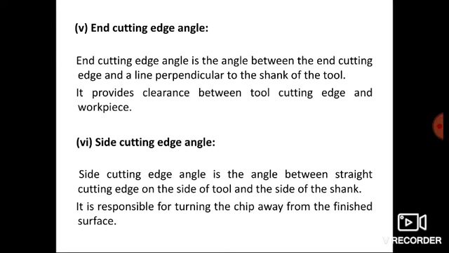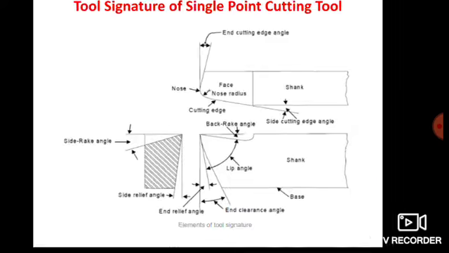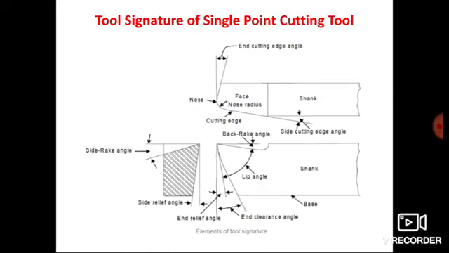So these are the different angles which are associated with the cutting tool. And one more parameter is there, that is the nose of the cutting tool. This point is known as the nose of the cutting tool. It is not sharp, it has some radius. That is the last parameter associated with a single point cutting tool.